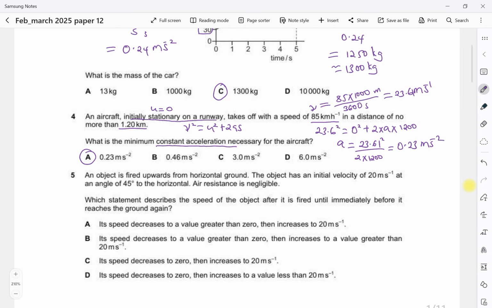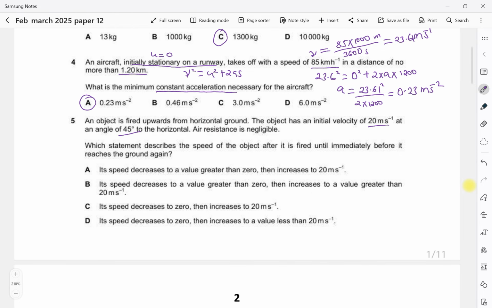An object is fired upwards from horizontal ground. The object has an initial velocity of 20 meters per second at an angle of 45 degrees to the horizontal. Air resistance is negligible. So if air resistance is negligible, then the acceleration is constant, which is going to be the acceleration due to gravity. Which statement describes the speed of the object after it is fired immediately before it reaches the ground?